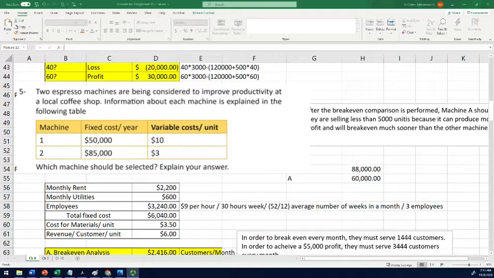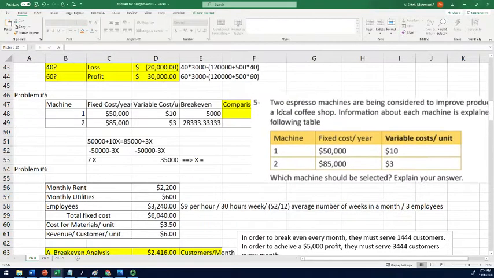The best way to answer this problem is to make machine 1 equal to machine 2. What I mean by that, make sure that you put the fixed cost plus the variable cost for machine 1 equal the fixed cost plus the variable cost of machine 2, and then solve the equation for x, and then compare that quantity with what you need, and then we will make a decision. All right, let's go ahead and take a look into how we could answer this.